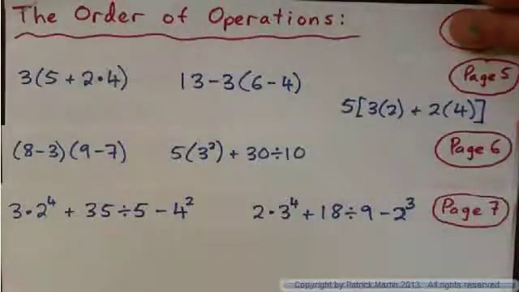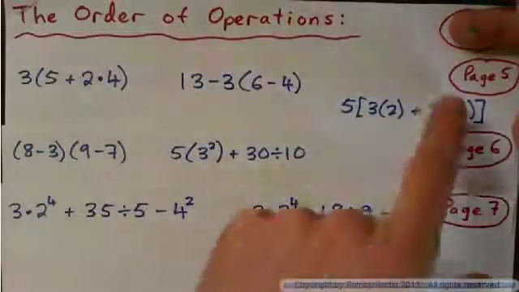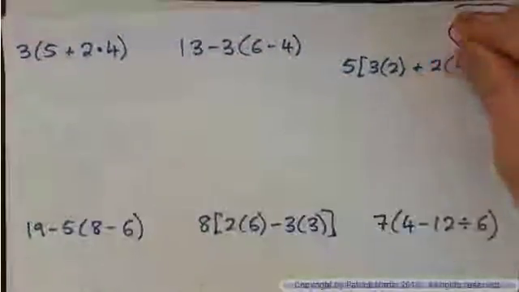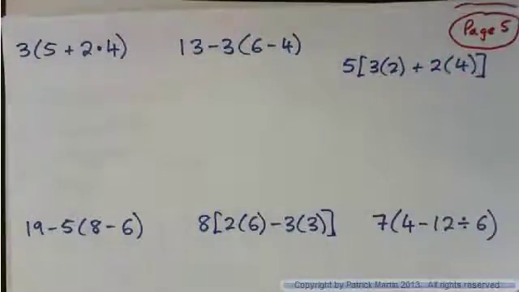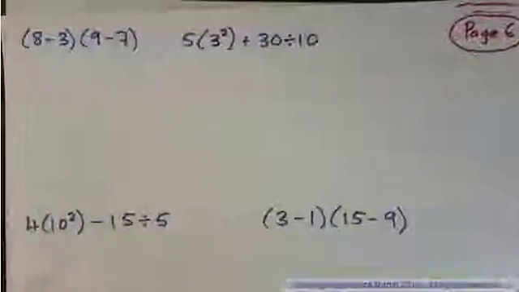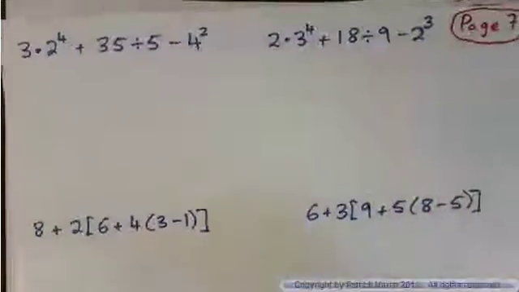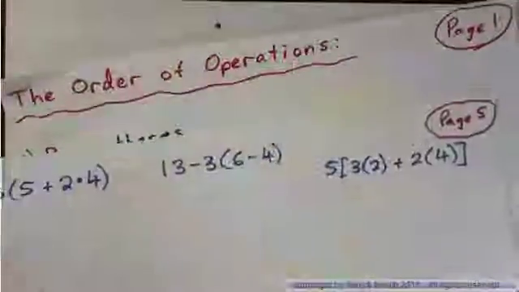In this video we'll continue with the order of operations and do examples from pages 5, 6 and 7. So here's page 5, these examples, page 6, these examples here, page 7, these examples. Okay, so let's start with page 5.